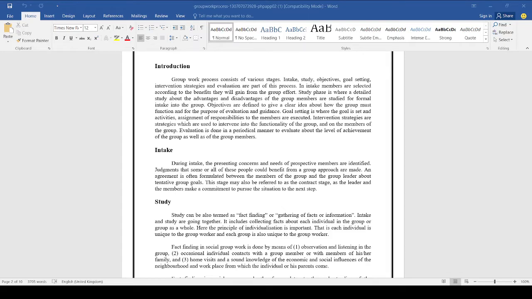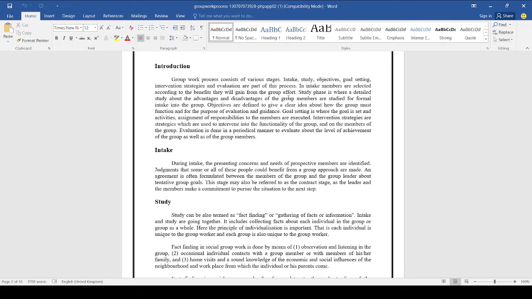Today we are discussing the topic: what is social group work, its introduction, and what are its processes, which are the various stages in social group work. We all know social group work is a primary method of social work. It's about social work practice.